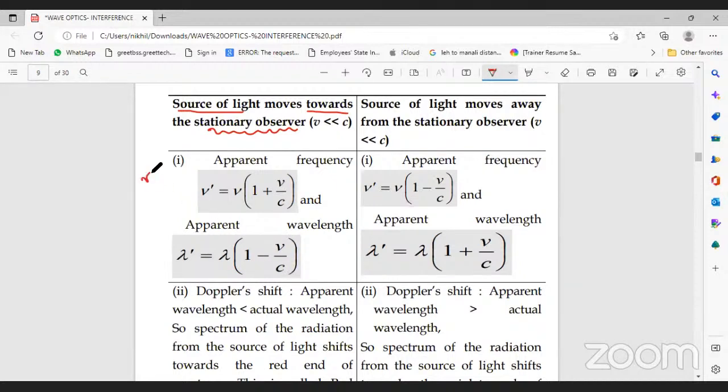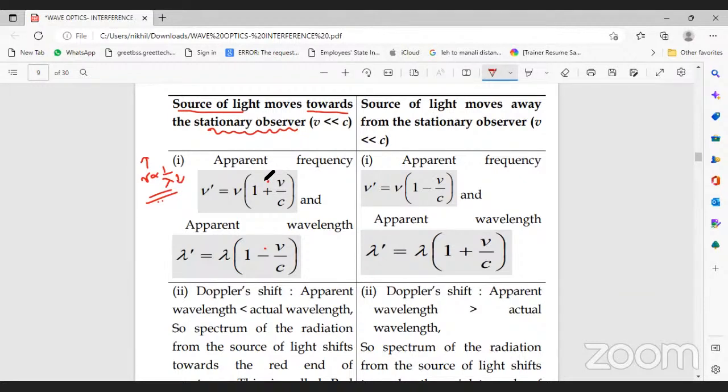Please remember, you know that the frequency and wavelength are inversely proportional, right? Yes, sir. If frequency increases, the wavelength has to decrease. So only we are taking minus for lambda, and positive for frequency.